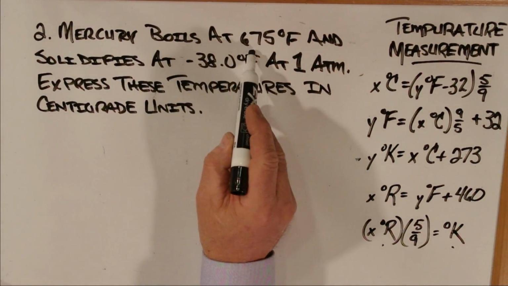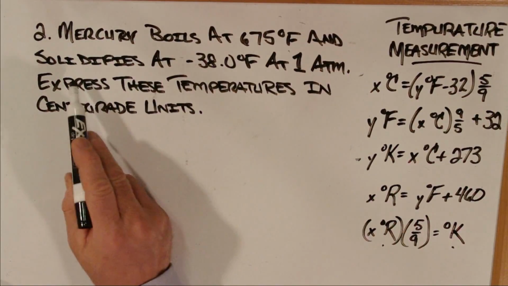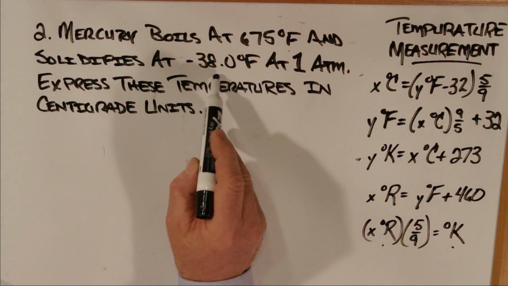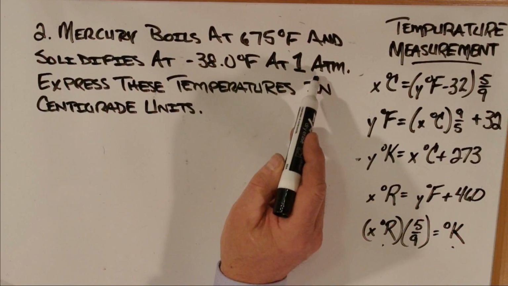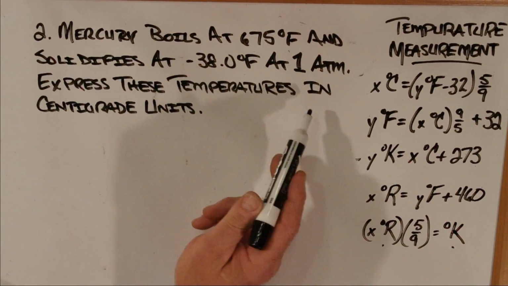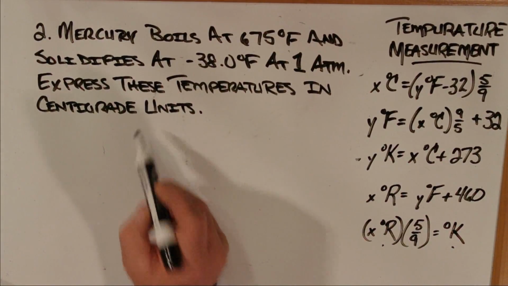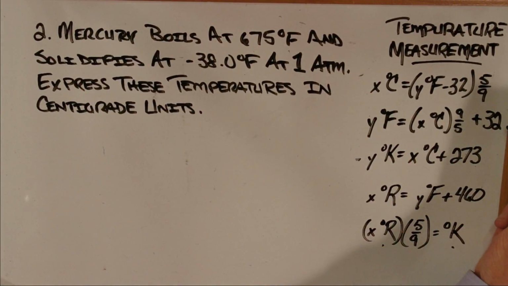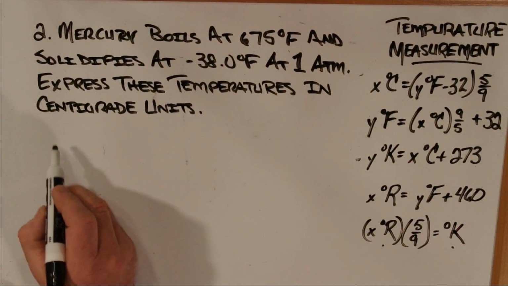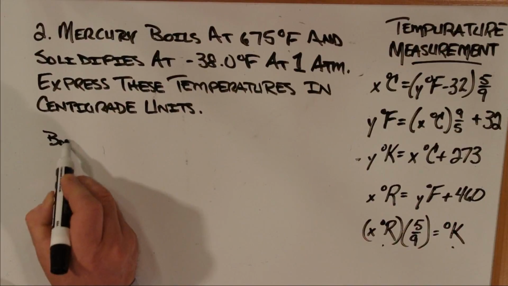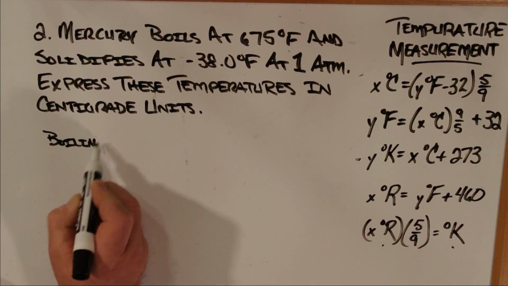The second problem: mercury boils at 675 degrees Fahrenheit and solidifies at negative 38.0 degrees Fahrenheit at 1 atmosphere pressure. We're asked to express those temperatures in centigrade units or degrees Celsius. We'll be able to use the first relationship to solve this problem.